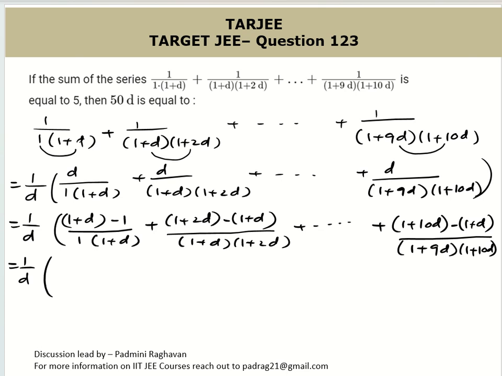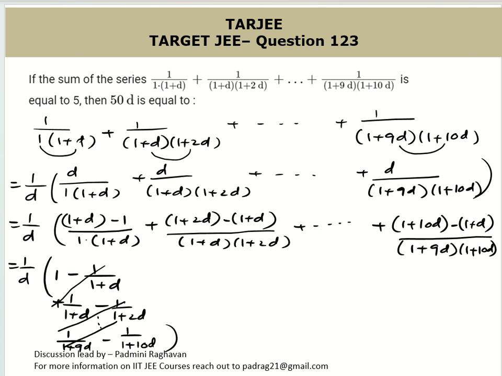So first term will be 1 plus d by 1 into 1 plus d, so I'll get a 1. Second term will be minus 1 by 1 plus d. The third term, 1 plus 2d, will get cancelled. So we get 1 by 1 plus d minus 1 by 1 plus 2d and so on. The last term is going to be 1 by 1 plus 9d minus 1 by 1 plus 10d. Again, the cancellation will happen in a diagonal manner. So we are left with 1 by d into 1 minus 1 by 1 plus 10d.